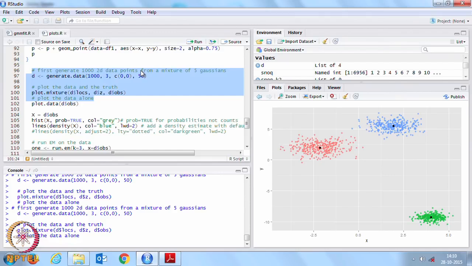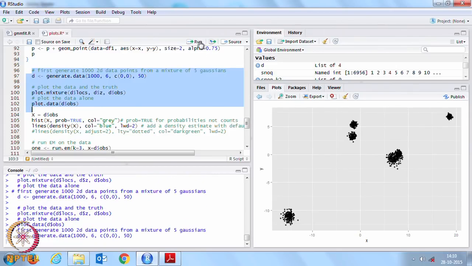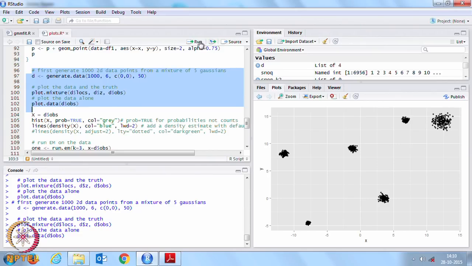If I change this to 5 or 6, you will start seeing more clusters here, not necessarily well separated like this, they may be overlapping as well. You see. So whenever you see such clustered kind of structure in the data, the first thing that comes to mind when you try to model such data is to try to use Gaussian mixtures, because Gaussian mixtures can nicely fit such clustered data.